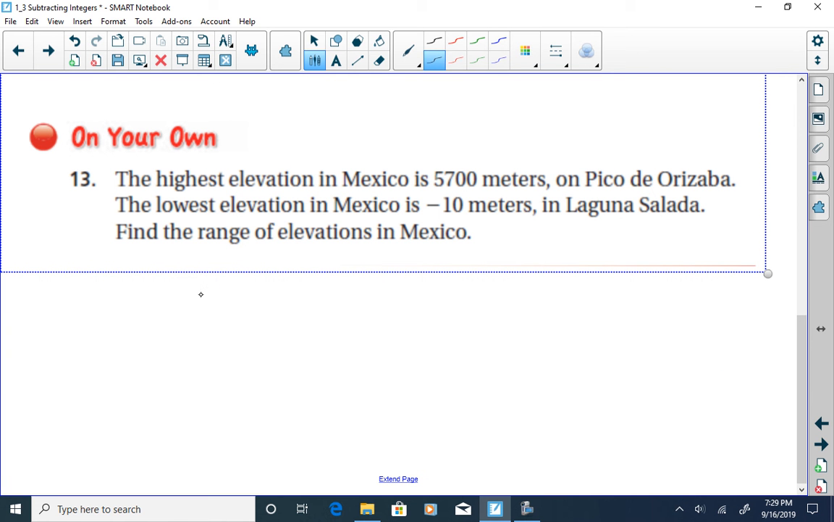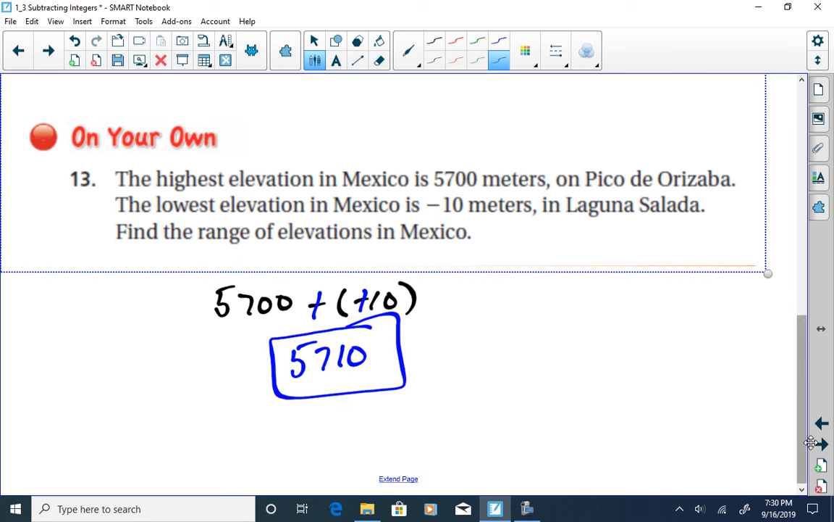Let's try this example here. The highest elevation in Mexico is 5,700 meters on Pico de Orizaba, or Orizaba. The lowest elevation in Mexico is negative 10 meters in Laguna Salada. Find the range of elevations in Mexico. So we have to take 5,700 and take away negative 10. Alright? I want to change the subtraction to addition. Change the sign of the number that follows to its opposite. Remember, that's called using the additive inverse when we add its opposite. So this becomes 5,700 plus 10. So that's 5,710.